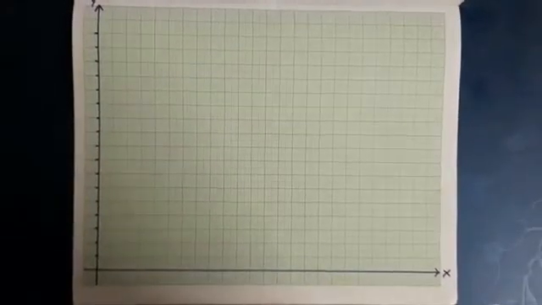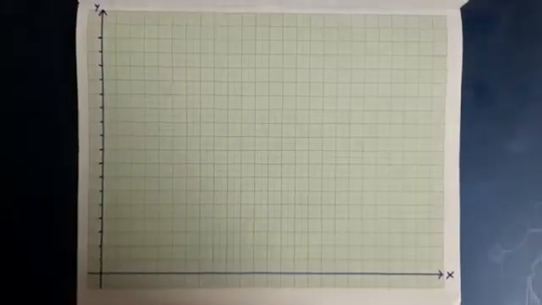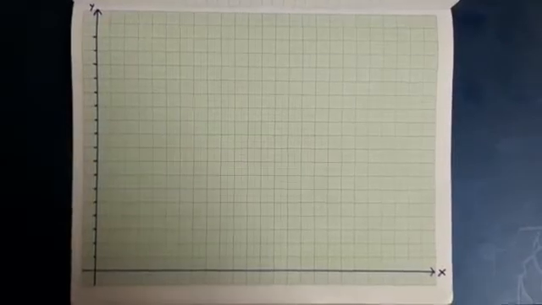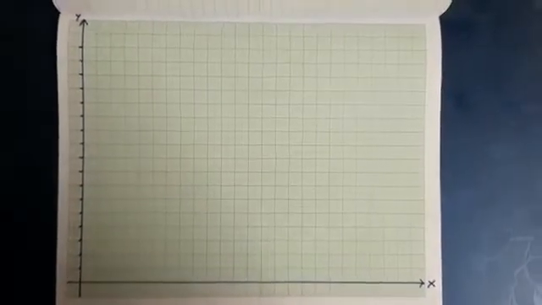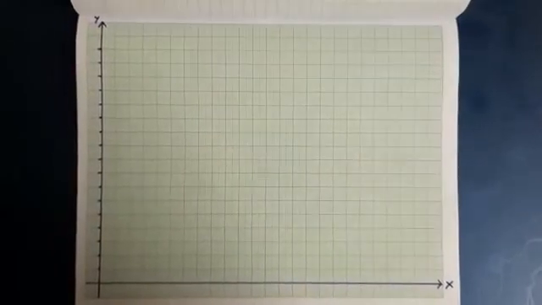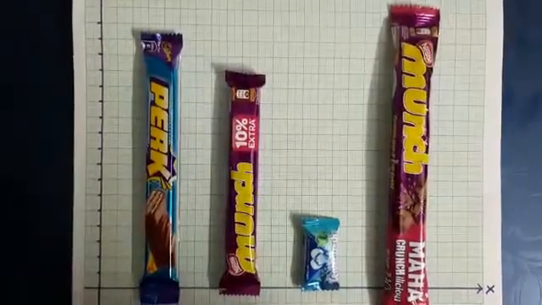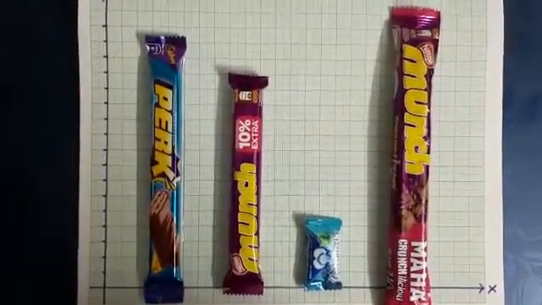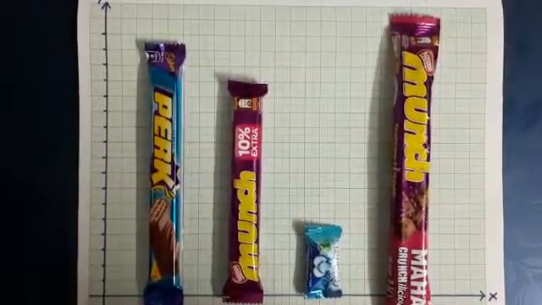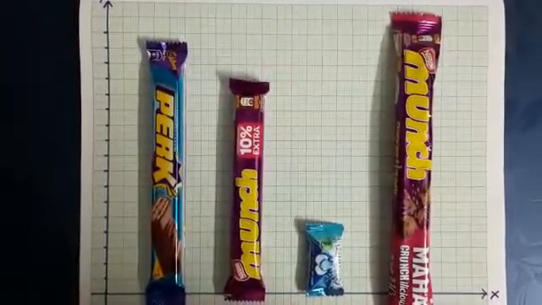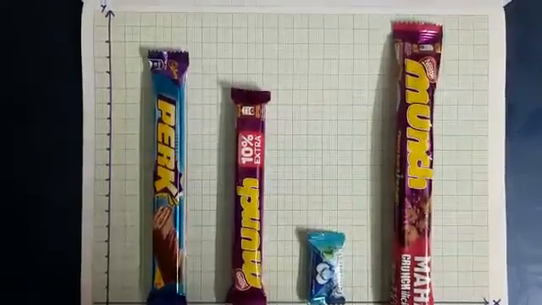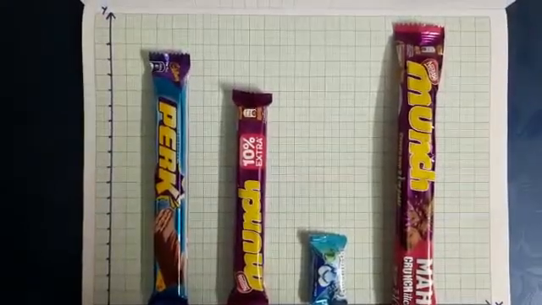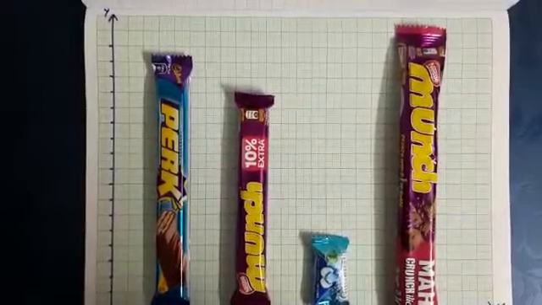To make the bar graph, we need two lines. Horizontal line is known as an x-axis and a vertical line is known as a y-axis. Look at the chocolate bars which I have placed on the x-axis. From this you can understand which bar is the longest one, which is the shortest one. We can analyze that data just by looking at the length of the bar.